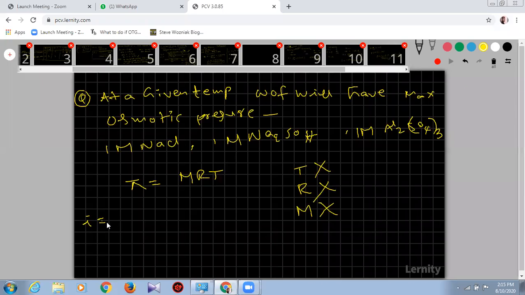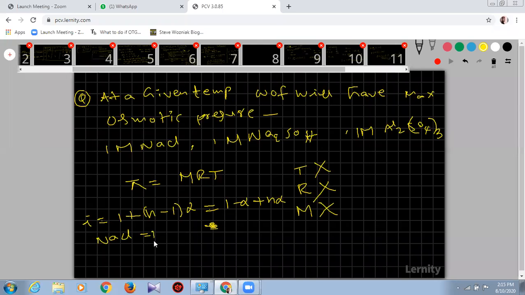For NaCl, how much is it? What is the formula? i is equal to 1 plus (n minus 1) alpha, or you can write 1 minus alpha plus n alpha. You can write any formula here; I will apply this one. If I take NaCl, assume 100% dissociation. That means alpha, the degree of dissociation, means out of 100, 100 are getting dissociated. That means 100 by 100 is equal to 1.